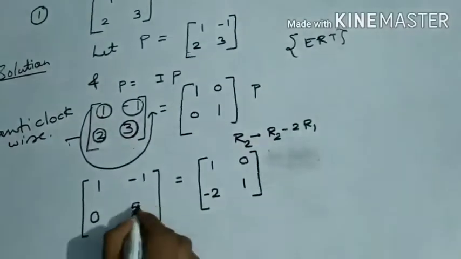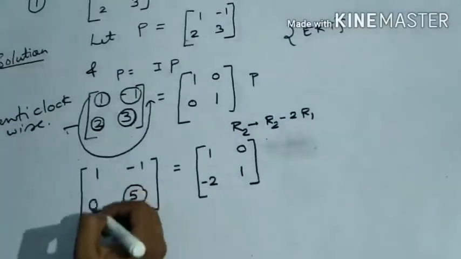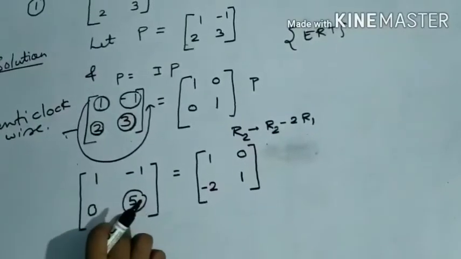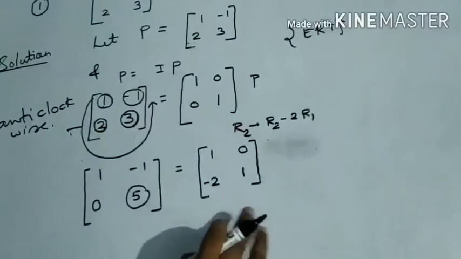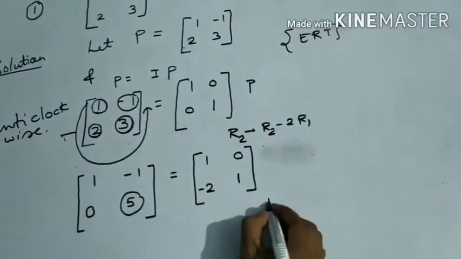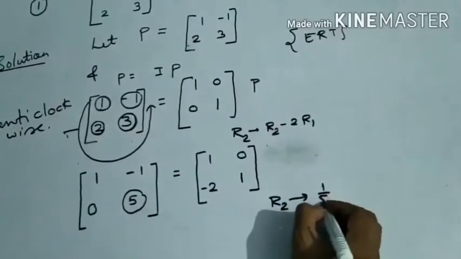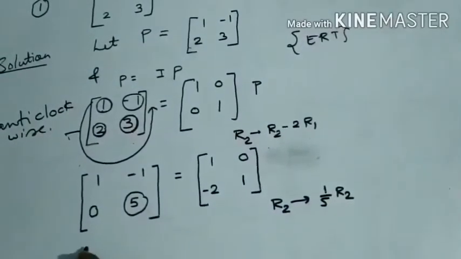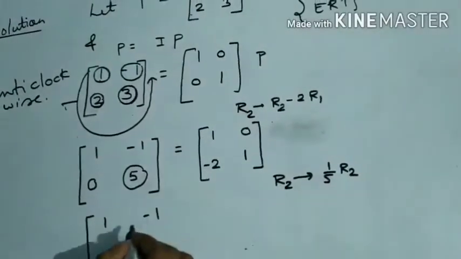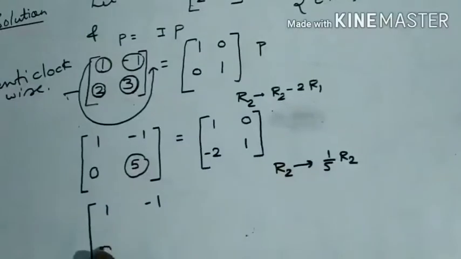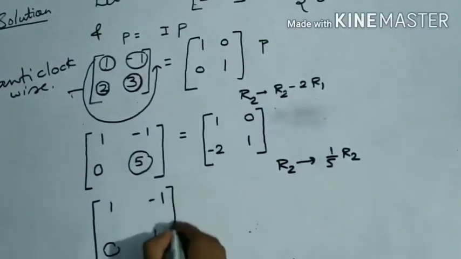Now after that, here we want to make a 1. Then how can we make 1 here? If in second row we multiply R2 by 1 by 5, then what will we get? This operation in R2, we want to make 1, by 1 by 5 R2. Then what will we get? This is 1 minus 1, no change. Here 0 upon 5 means we will get 0. And here you have to see 5 upon 5 means we will get 1.